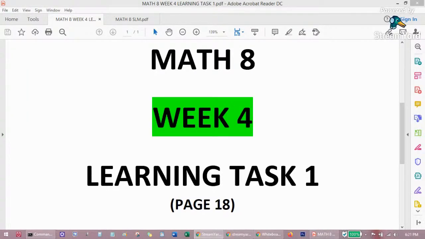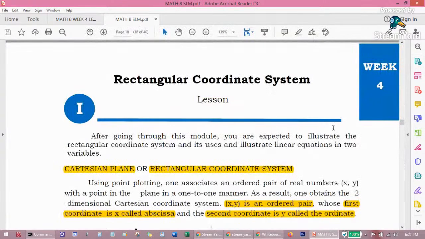Okay. Math 8, Week 4, Learning Task 1. Page 18. So, dito sa Week 4, we'll try to discuss the rectangular coordinate system.